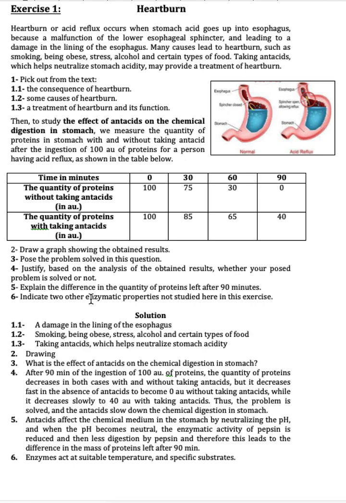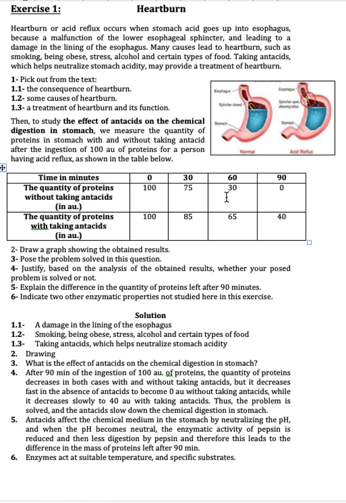Finally, indicate two other enzymatic properties not studied here in this exercise. You know that we have three enzymatic properties. Enzymes need a suitable chemical medium, a specific substrate, and a suitable temperature. Here in this exercise we are studying that enzymes need a suitable chemical medium. So what are the enzymatic properties not studied here? Enzymes act at a suitable temperature.